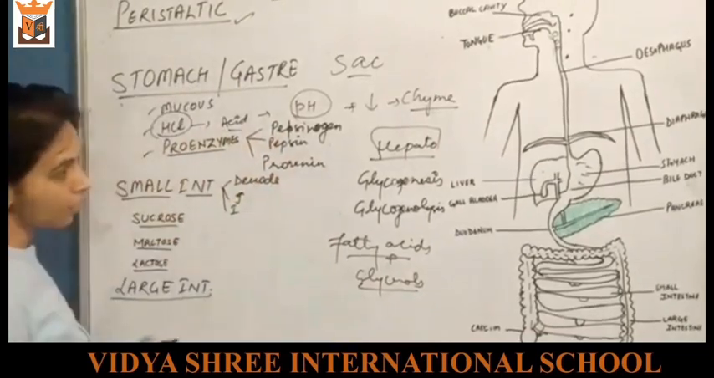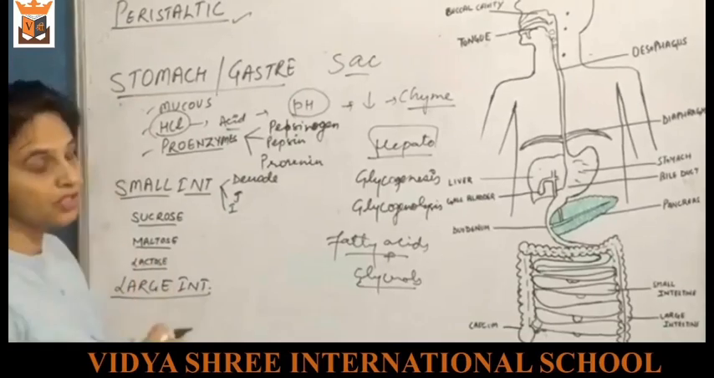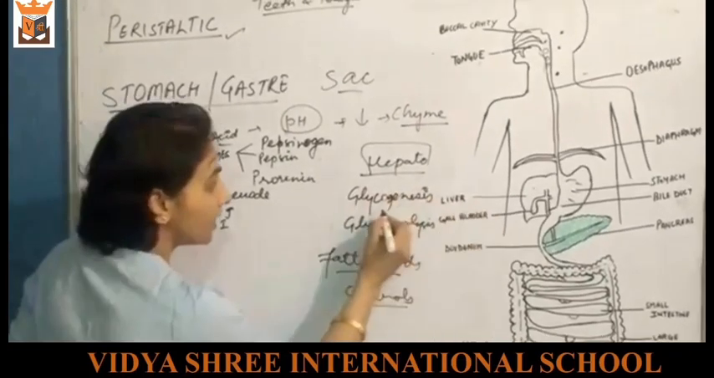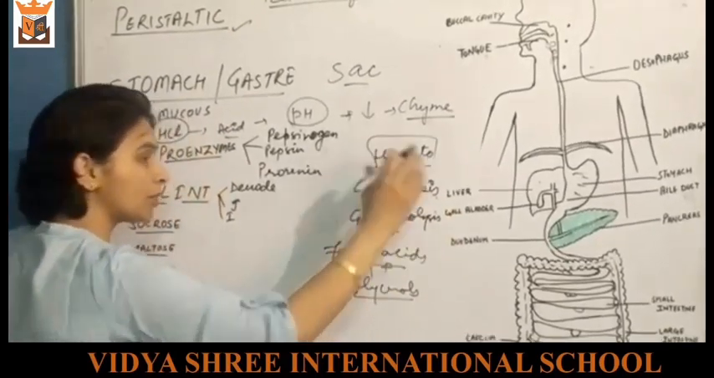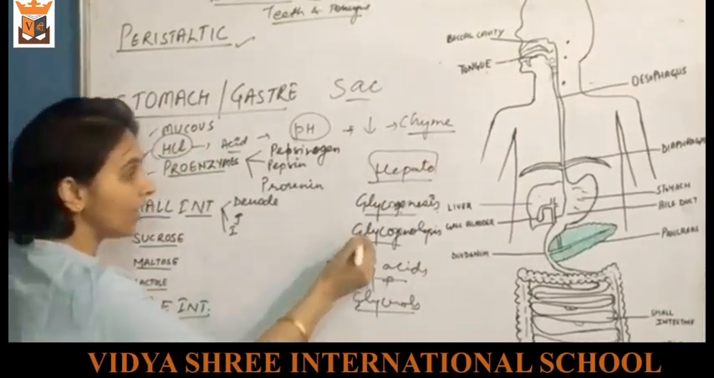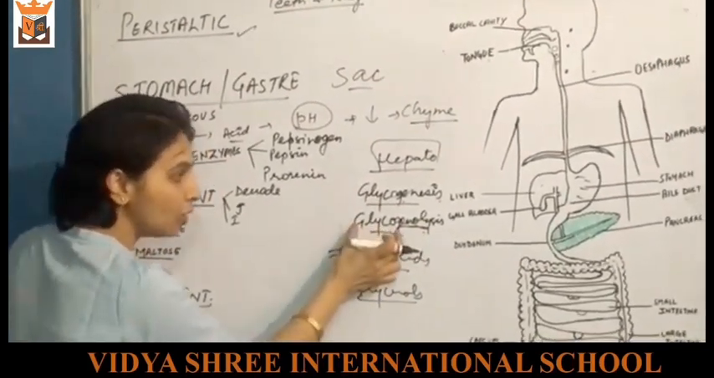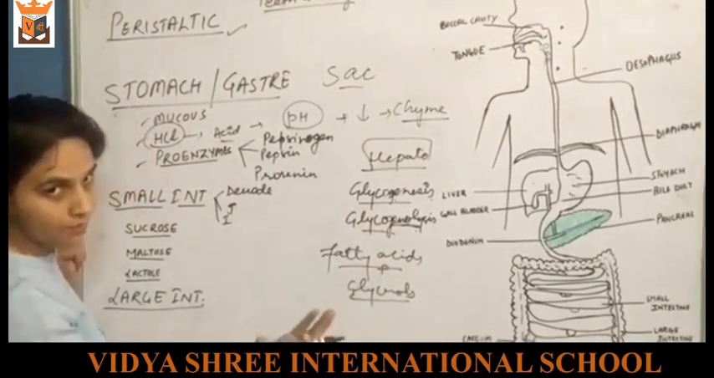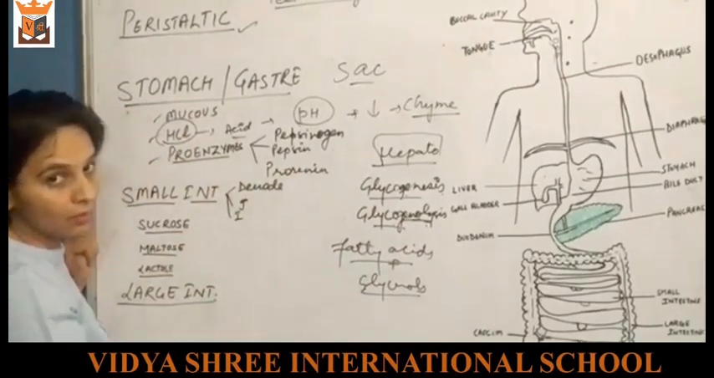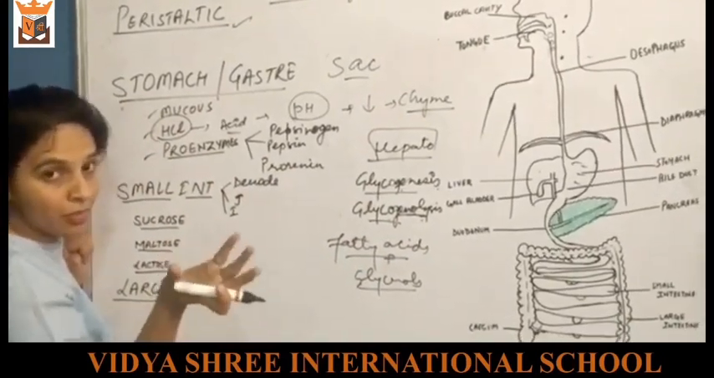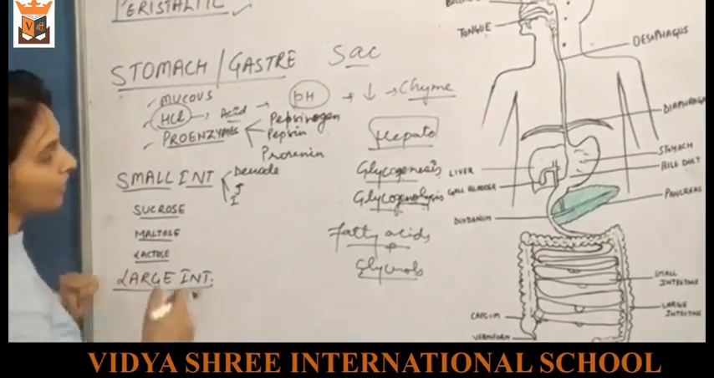Fatty acids and glycerol. The best foods for the liver are carrots and raw vegetables. Glycogenolysis and glycogenesis, both types of processes occur in it only. Glycogenolysis, lysis means breakdown. Glycogen gets converted into glucose. Glycogenesis means glucose gets converted into glycogen. Glucose is an instant form of energy. Instantly energizing, like Glucon-D, have you heard of it?